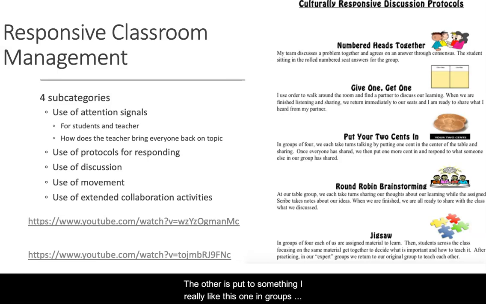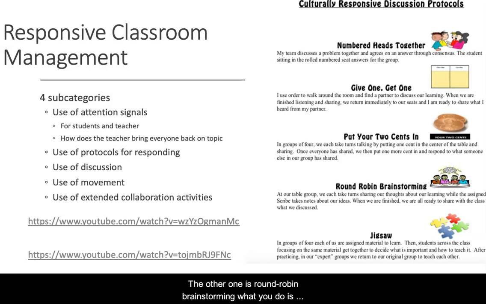The other is put two cents in. I really like this one. In groups of four, we each take turns talking by putting one cent in the center of the table and sharing. Once everyone has shared, we then put one more cent in to respond to what someone else in our group has shared. What's great about this is that for the instructor, you can visually see where the groups are at in their discussion because you can see how many pennies are in the middle of the table. I really like that one.